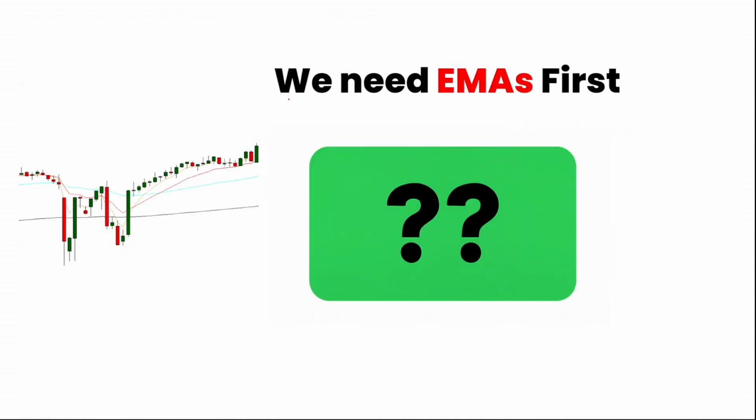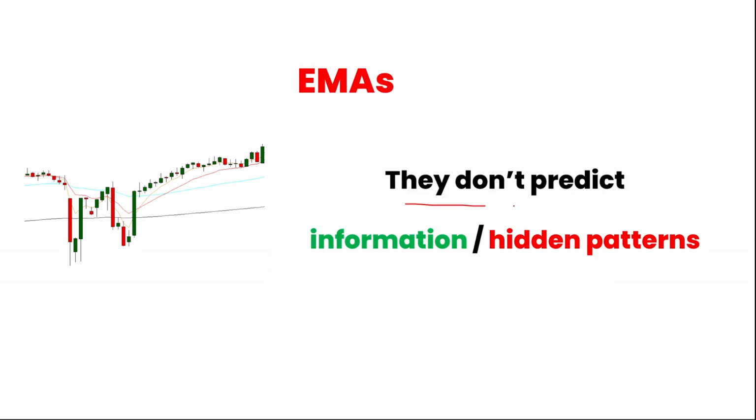Let me explain. We need EMAs first. By EMAs, I mean exponential moving averages applied to close. You'd find someone asking in the comment section, what are these EMAs? They are basically exponential moving averages applied to close with the following periods that I'll provide you. They do not predict the markets for me, but they give out valuable information and expose what the market makers intend to hide from you. All patterns are clearly drawn out when we are using EMAs.